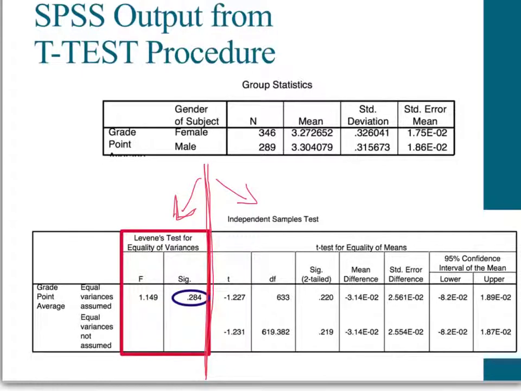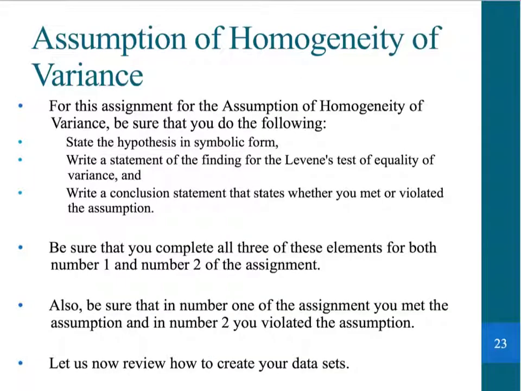They give you an F value. We'll talk about F values later this semester, but what you're reading is the sig value. If that sig is greater than 0.05, then you can accept the null hypothesis and say that our variances are similar. If that sig is less than 0.05, then you have to say that our variances are different.